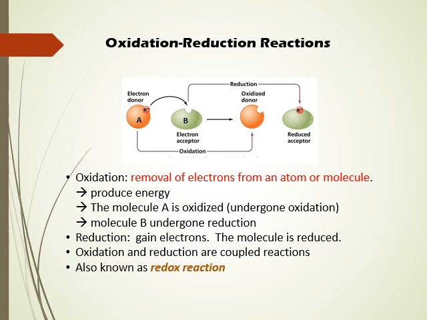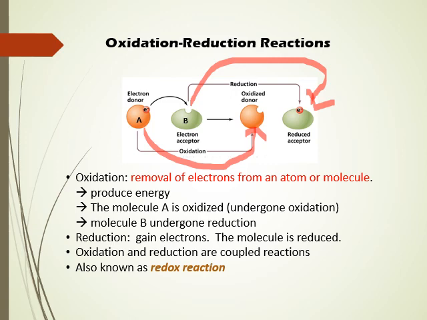So this is what happened to molecule A. Molecule A is oxidized, whereby molecule B is reduced. Molecule A is called oxidized when the electron is being removed or donated, and molecule B becomes reduced when it is accepting electrons. So oxidation and reduction are coupled reactions. Each time one substance is oxidized, another is simultaneously reduced.